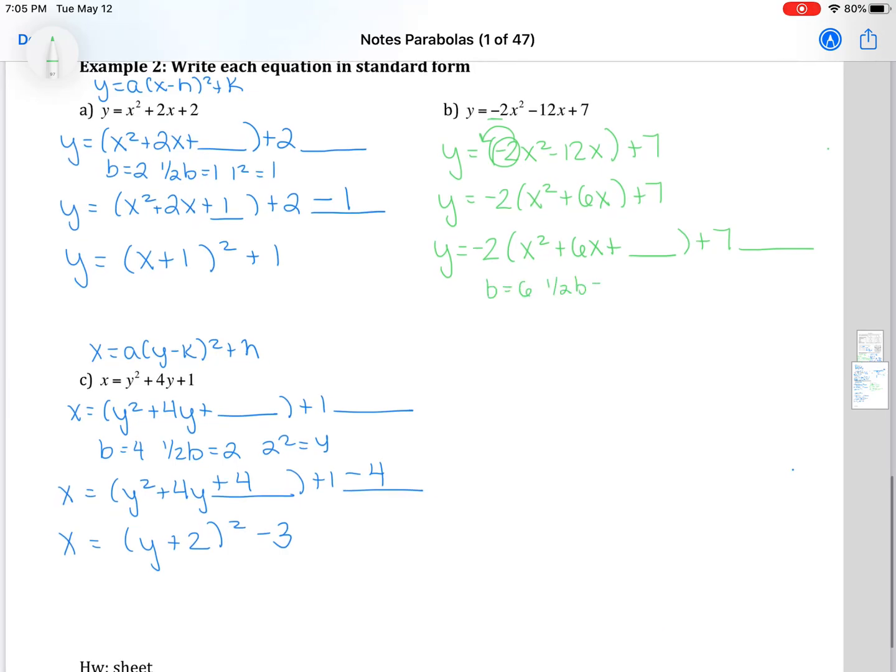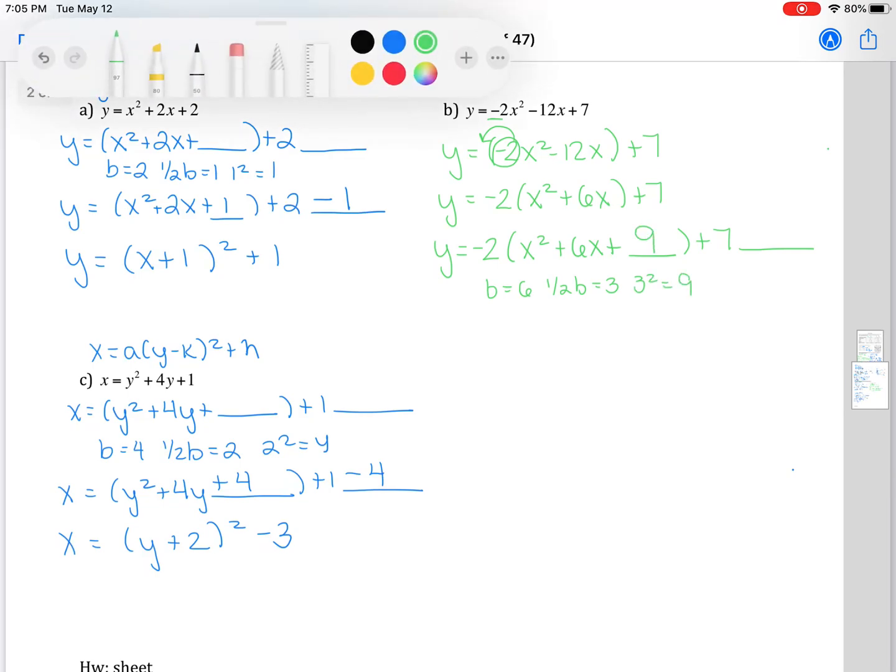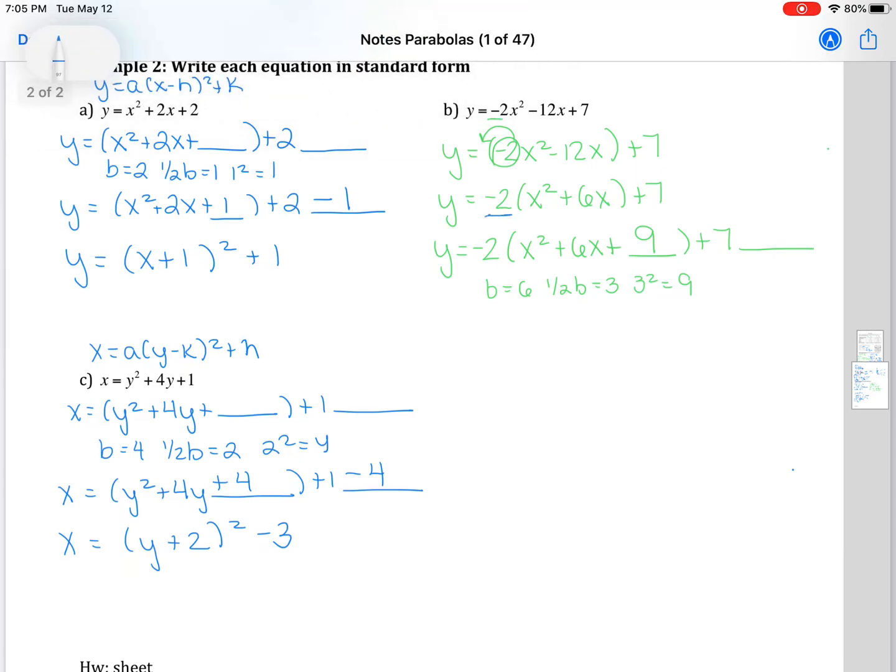For the x's, b is equal to 6, half of b is 3, and 3 squared is 9. So I'm going to put +9 here. Now the most important thing, anytime you took out a number, you have to be so careful, because even though this looks like 9, it's really -2 times 9. So -2 times 9 is a -18. So you are actually adding 18 on the outside.